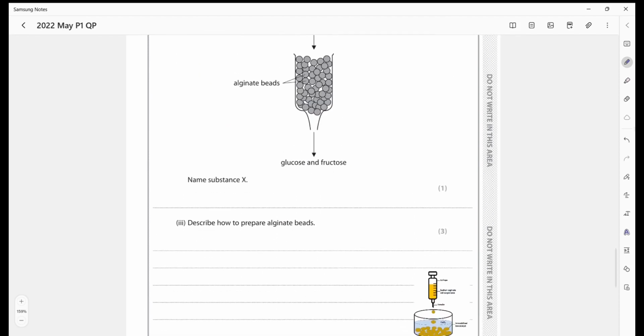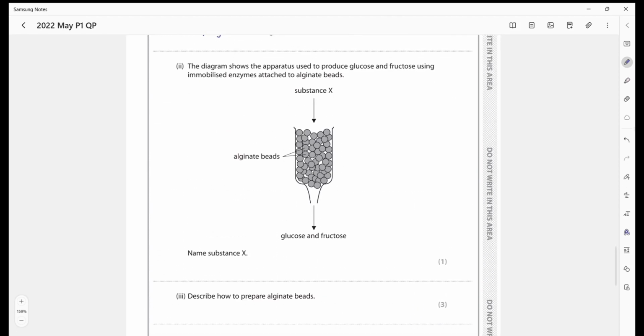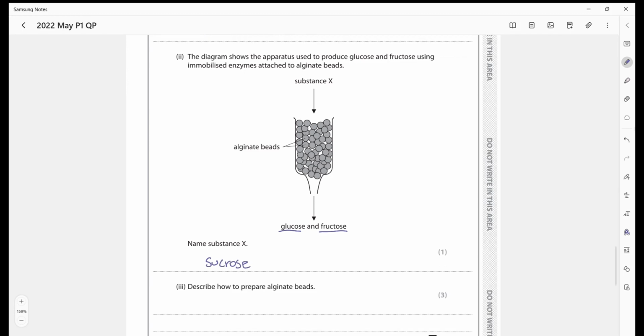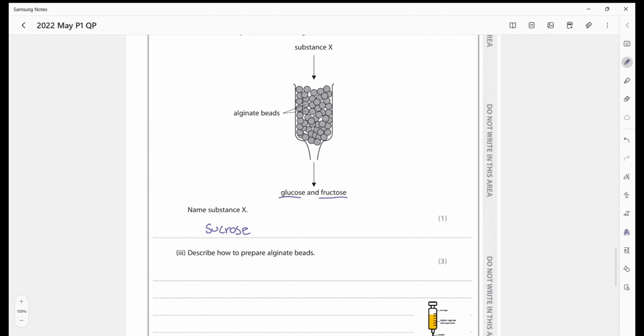Okay, so the next part, the diagram shows the apparatus used to produce glucose and fructose using immobilized enzymes attached to alginate beads. This is substance X, and then it gets broken down to glucose and fructose. Name substance X, that would be sucrose. So you do need to remember this. Sucrose gets broken down to form glucose and fructose.